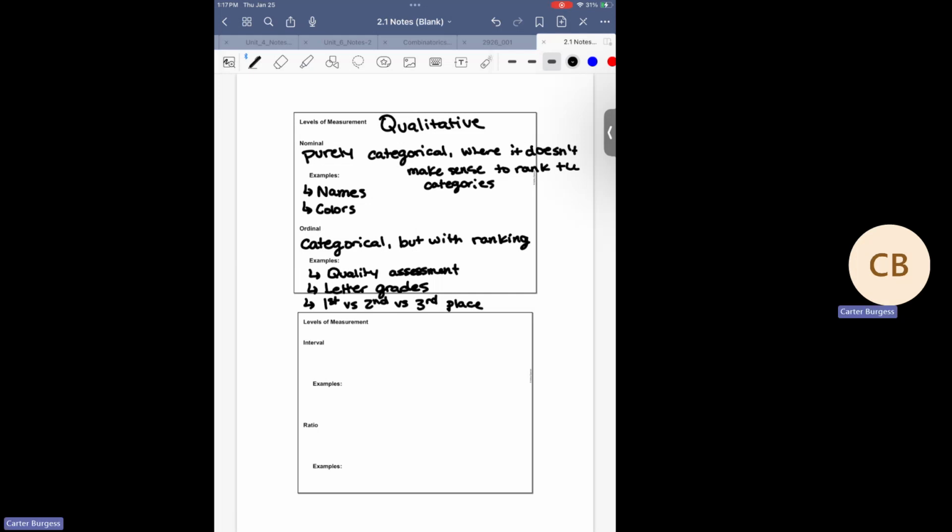Okay. The other 2 levels of measurement are ones that we're only really going to see with our quantitative data.